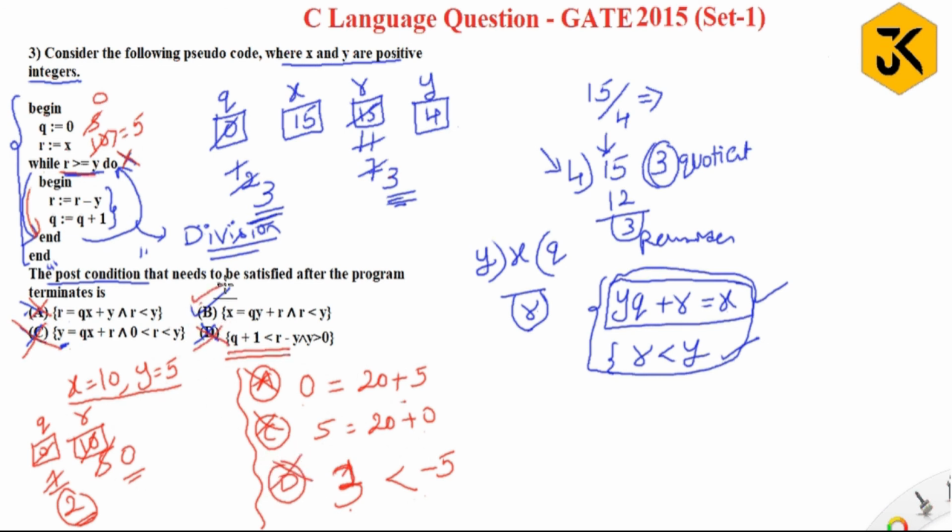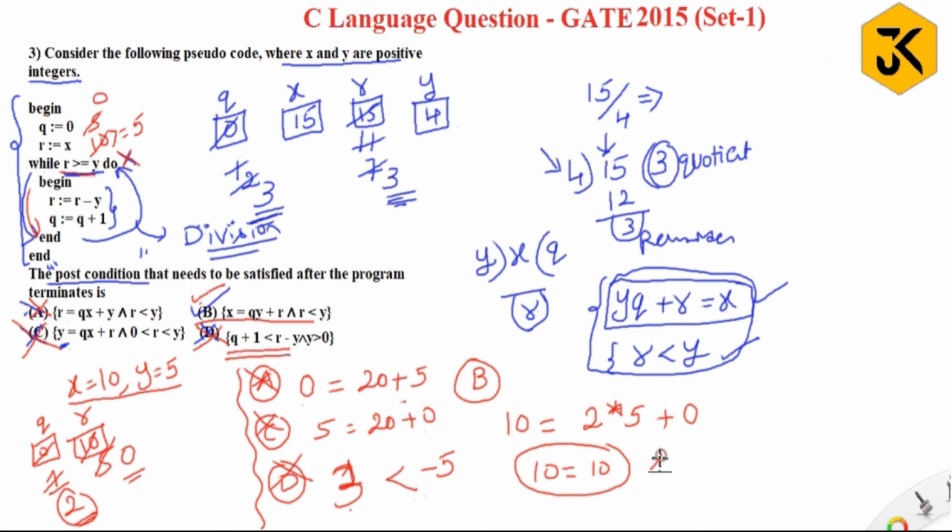Let me check the final case, B. B is obviously correct. x, that is 10, equal to q y, 2 into 5, plus r, which is 0. 10 equal to 10. One condition is true, and for the other condition, obviously r is less than y, 0 less than 5. So both conditions are true. So option B is correct. I hope you understood clearly. Thank you.